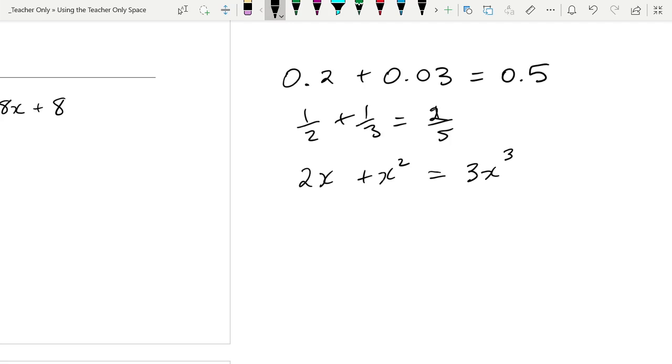Nope. To a mathematician, all of those are the same mistake. You added things that aren't alike. You can't add tenths to hundredths. You can't add halves to thirds. You can't add x's to x squareds.